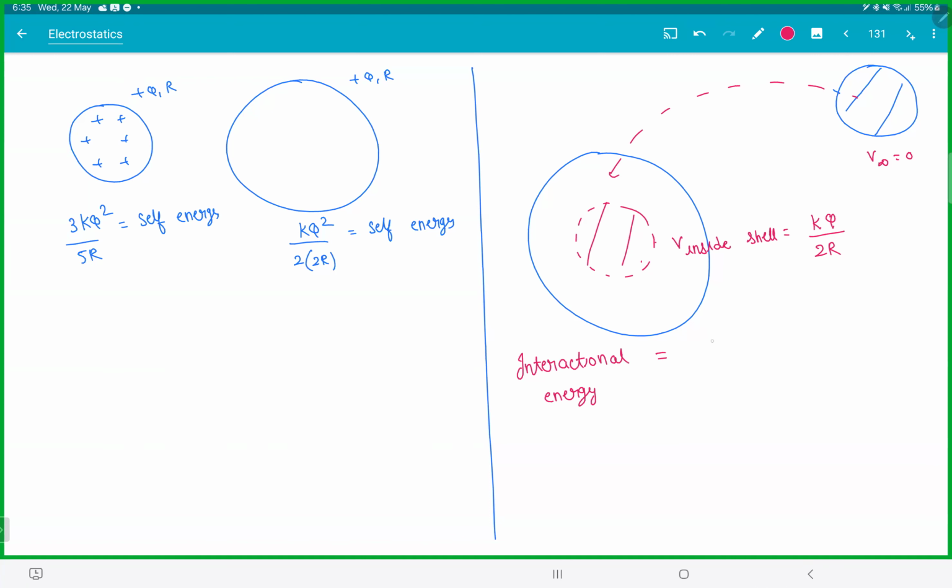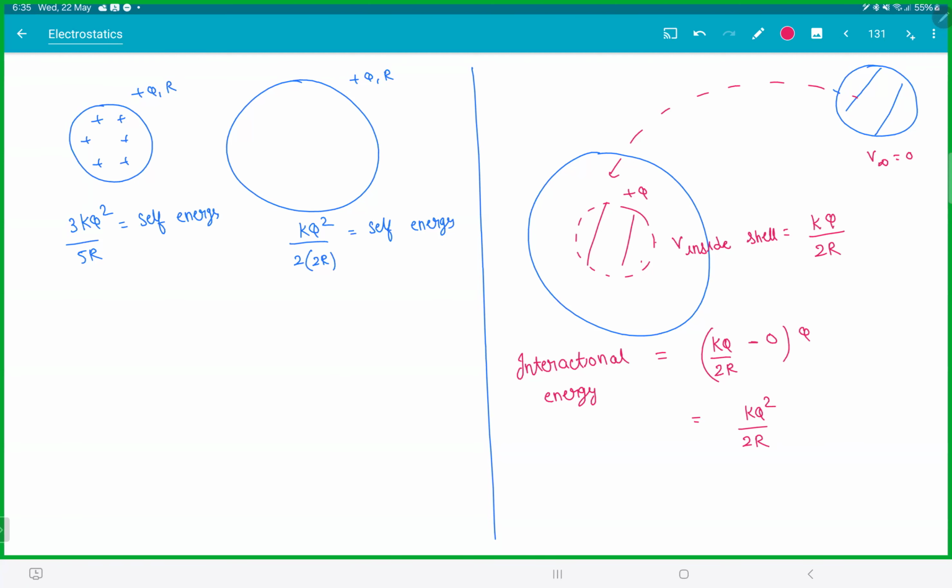This should be the potential difference, which is kq by 2r minus 0. And how much charge you bring? Plus q. So this is kq square by 2r. This is your interactional energy. I hope you're getting this.